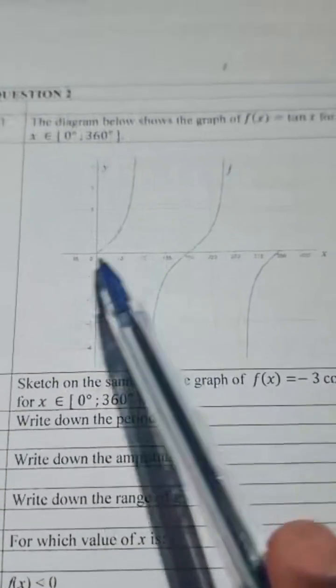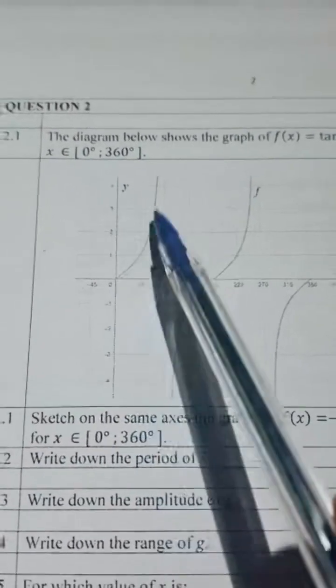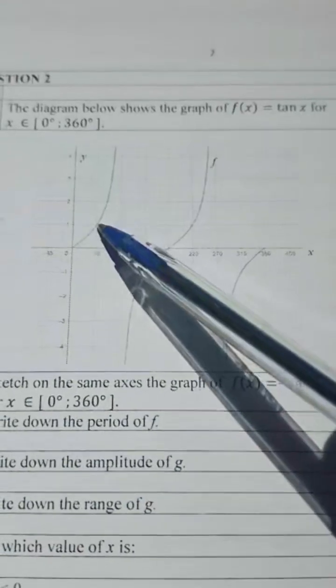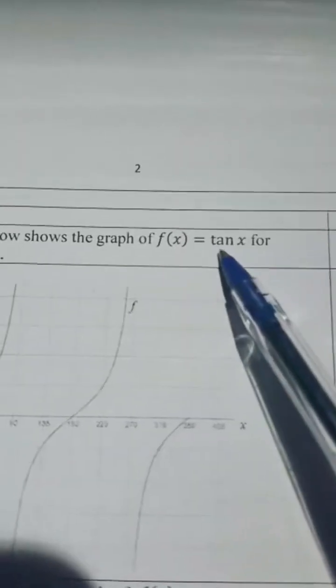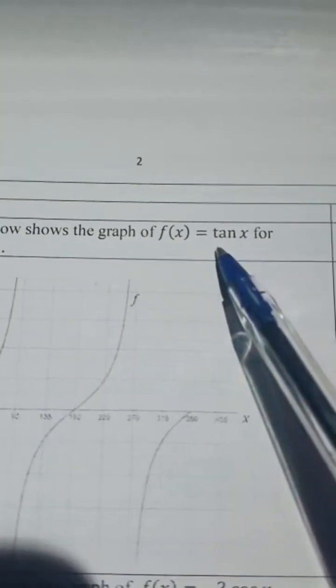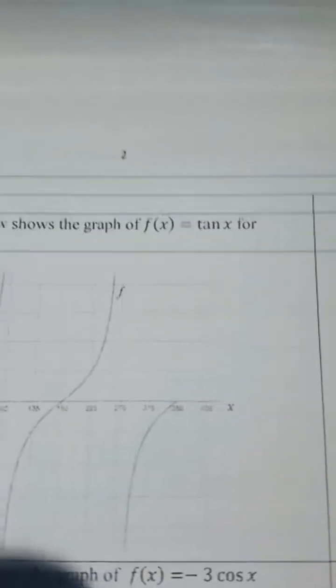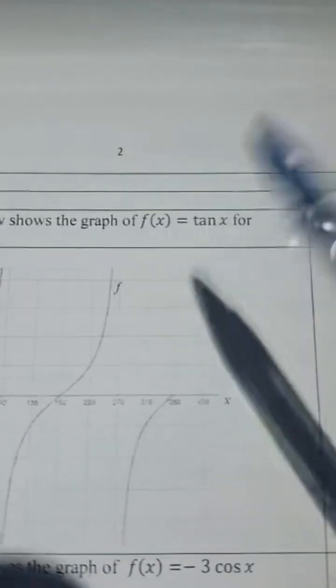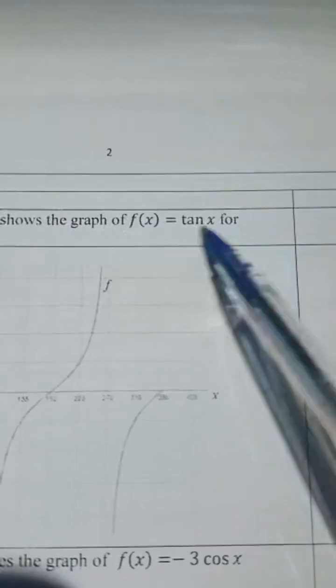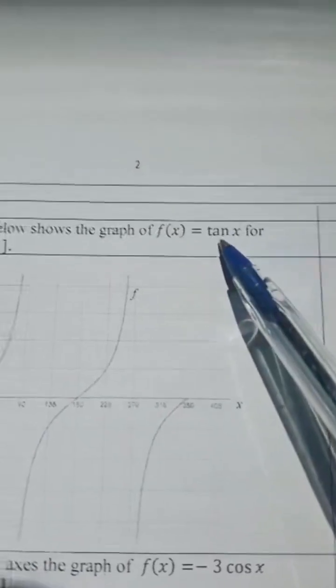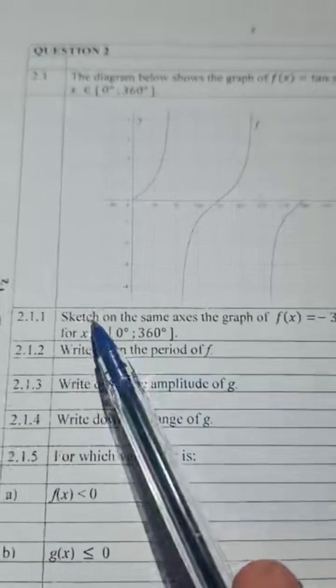So I'm sure you can see, guys, how the function looks. If you have been exposed to the mother graph of the tan graph, which this is, the mother tan graph, you know the mother is the source of everything. So when we look at the tan graph, we know that this is the mother tan graph. Let us see what questions they have for us with regards to this tan graph.